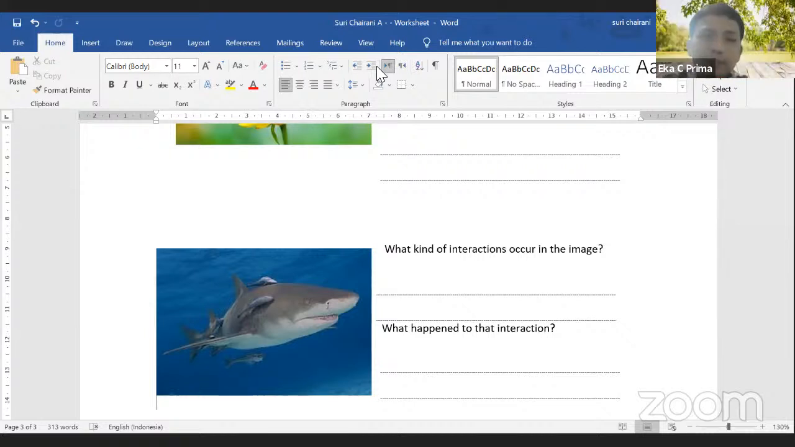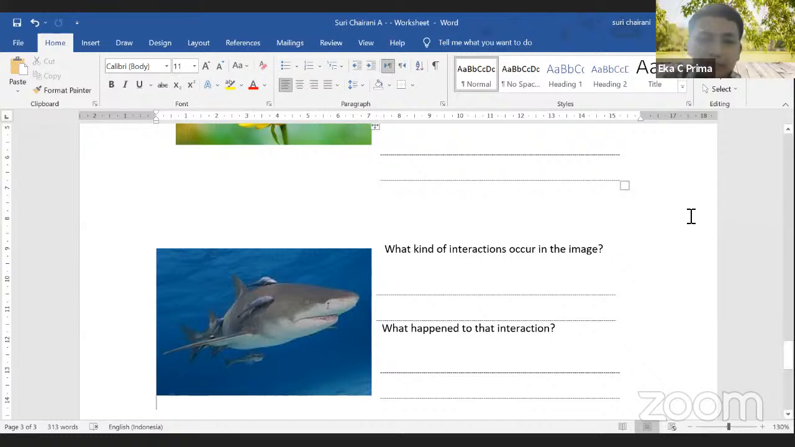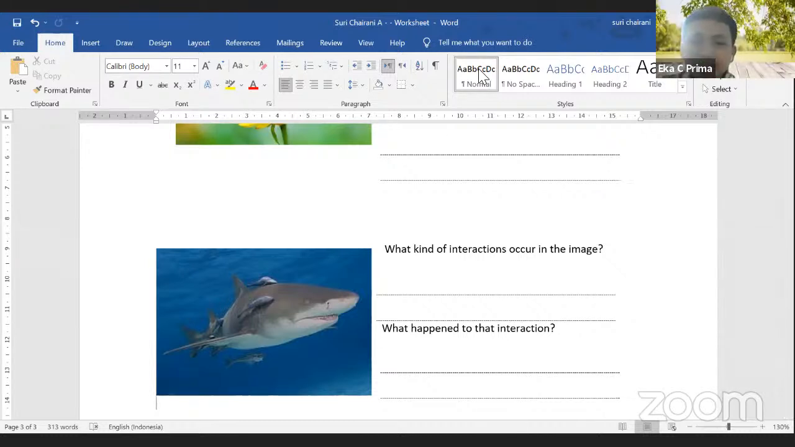You can also put the material in the worksheet into the PowerPoint. So make a good connection between what you explain in the media and what the student answers in the worksheet. Okay. Thank you very much. So thank you, Rahmi. What else? Another student, please.